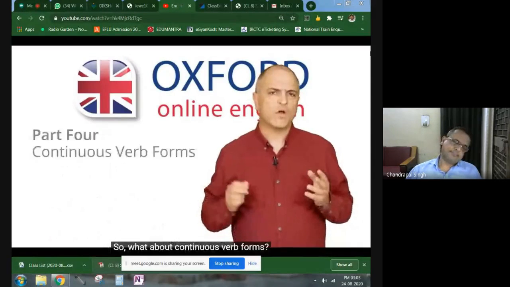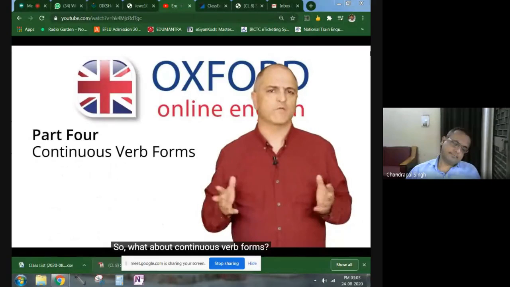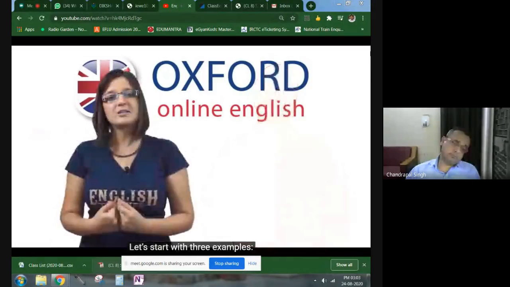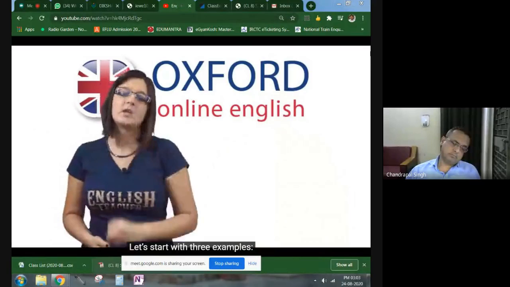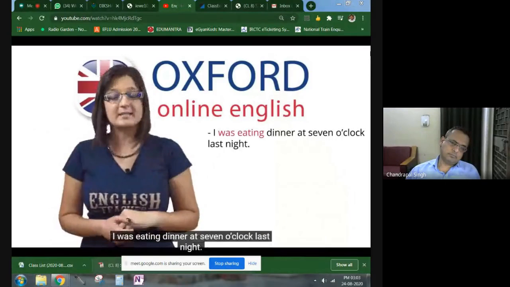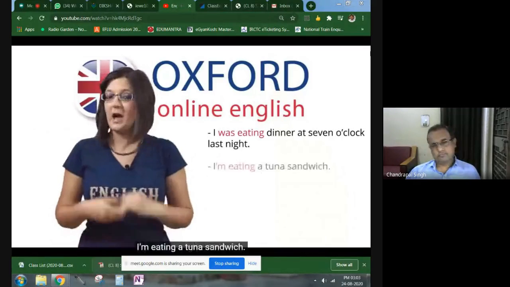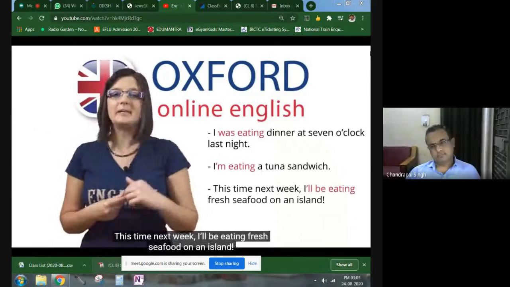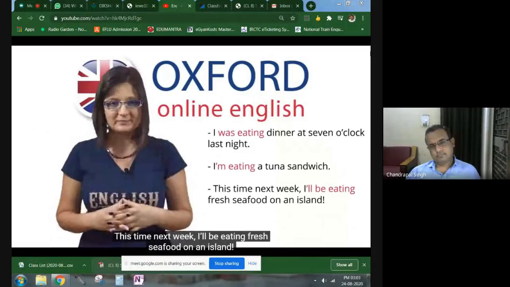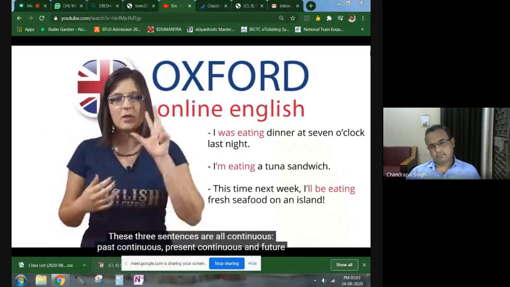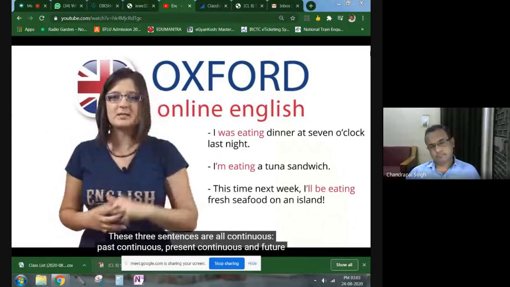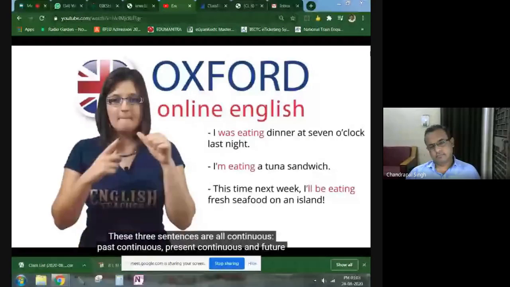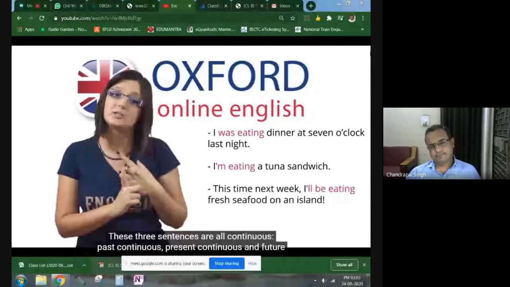So, what about continuous verb forms? Let's start with 3 examples. I was eating dinner at 7 o'clock last night. I'm eating a tuna sandwich. This time next week, I'll be eating fresh seafood on an island. These 3 sentences are all continuous. Past continuous, present continuous, and future continuous. Can you see what connects them?